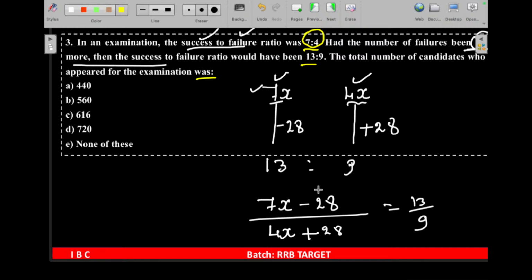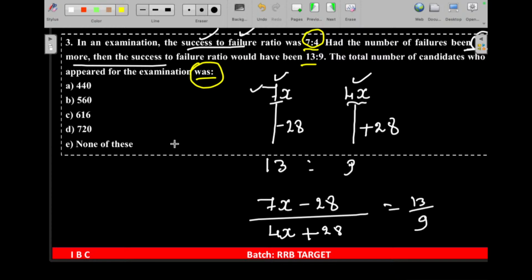What they are asking is the total number of candidates who appeared for the exam was. Was means starting. Starting, that is our answer. First I take 7x, I didn't take 7x minus 10, I only take 7x. That's why everyone will make a mistake here.